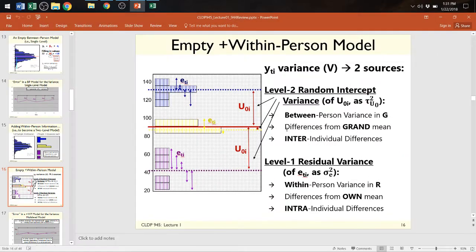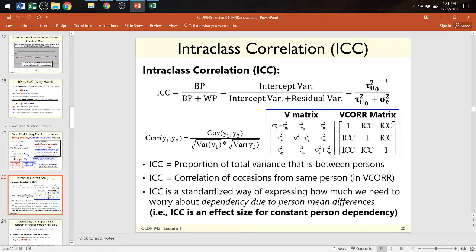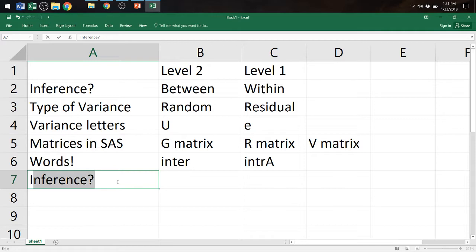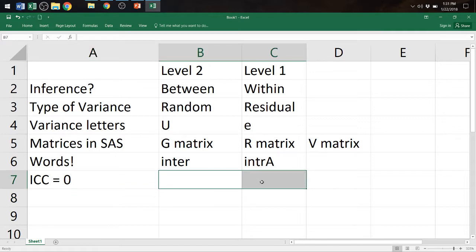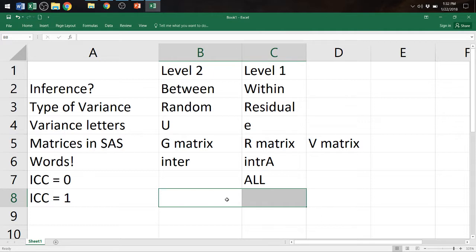Let's see, what else do I want to review? We got the words, got the models, intra-class correlation. If I have an ICC equal to 0, that means all of my variance is which kind? Level 1. If I have an ICC equal, what's the highest it can be? 1. Now where's all my variance? Level 2.